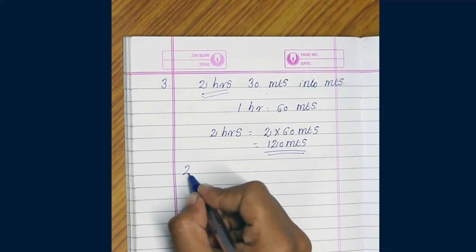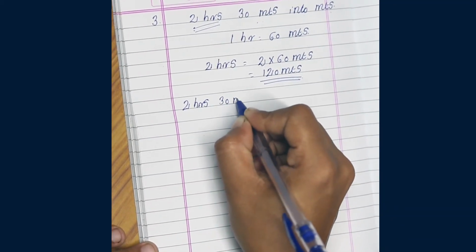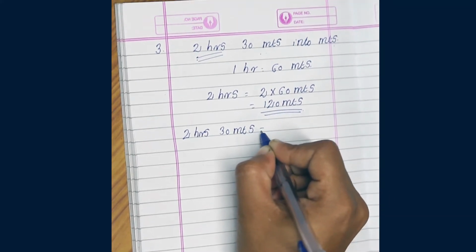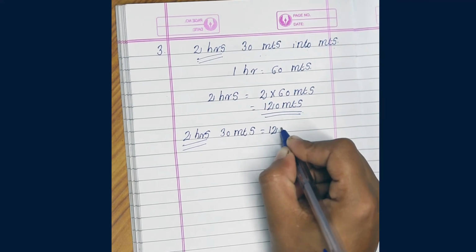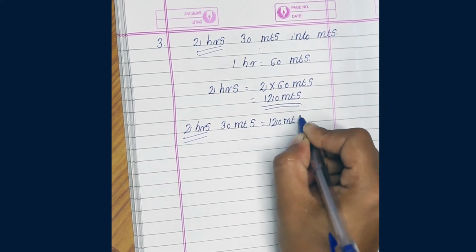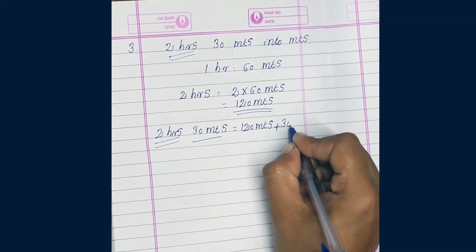Then write the question, 2 hours 30 minutes equal. In the place of 2 hours, now we have 120 minutes. Then 120 minutes plus the remaining minutes. Here the remaining minutes are 30 minutes.